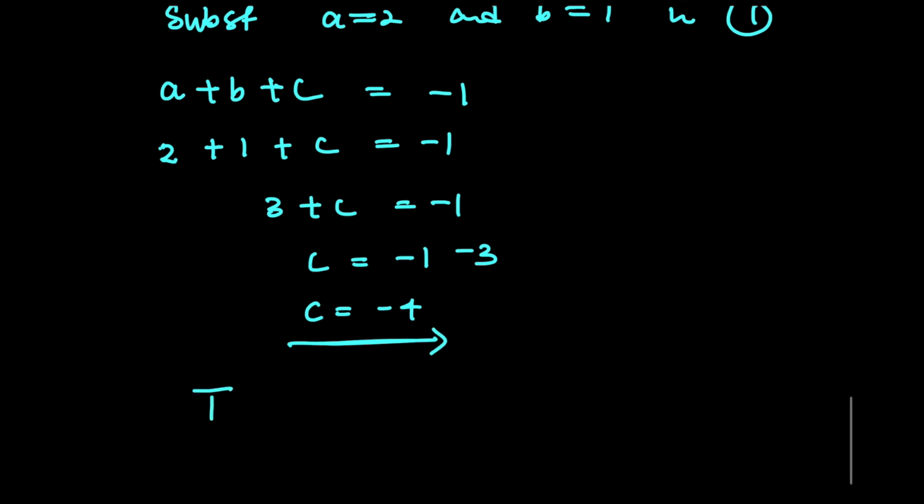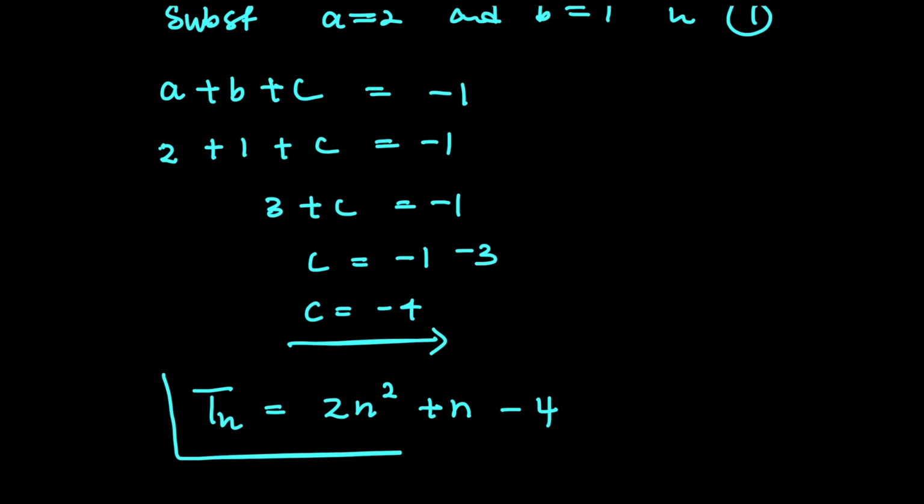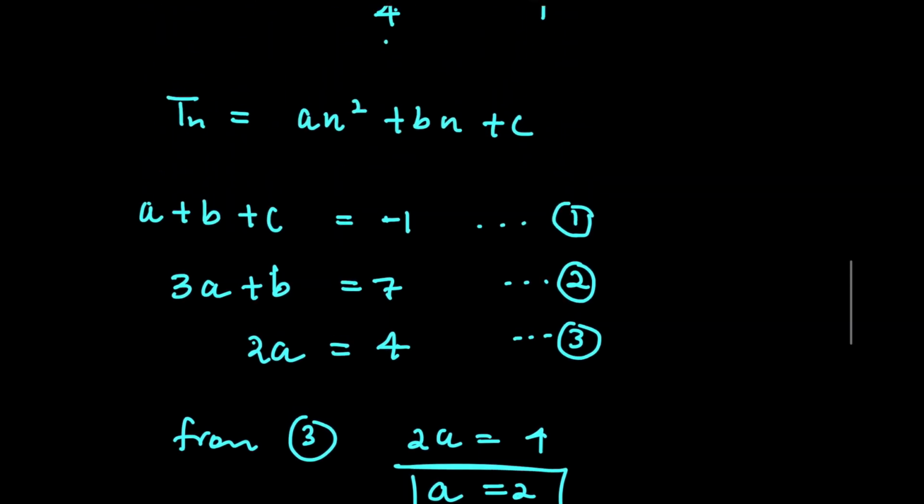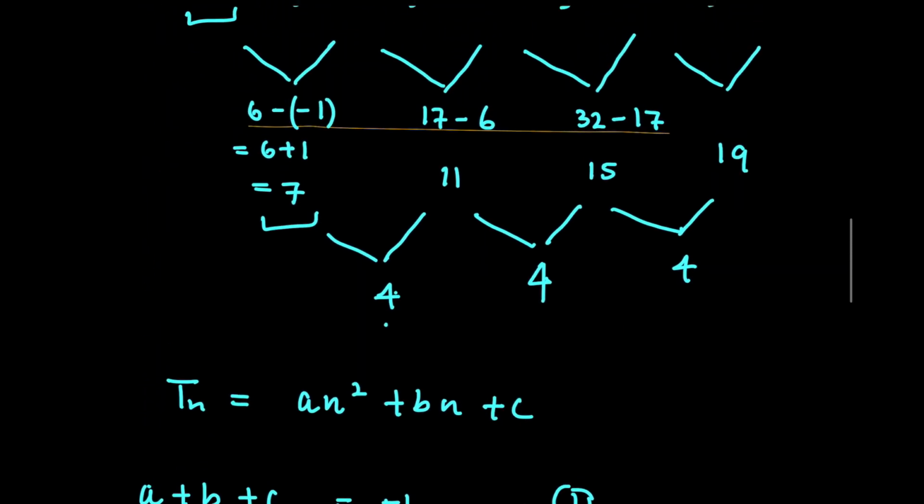So our Tn now is equals to a is 2, right? So it's going to be 2n squared. And then b is 1. It's going to be plus 1n. And then c is -4, minus 4. This is the general term of this specific quadratic sequence, right?